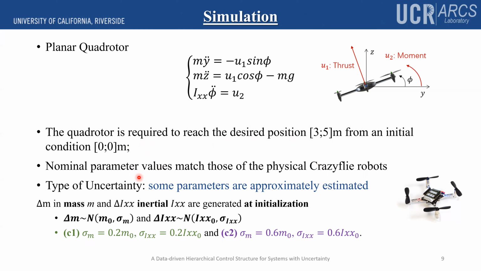Here, we design a kind of uncertainty for the case when some parameters are only approximately estimated. For example, when we build a sensor on top of these micro aerial robots, it will cause a constant uncertainty in the model of the whole system. To illustrate this type of uncertainty, we add disturbance in mass and inertia, which are generated at initialization and stay constant when we propagate the system. To test the efficiency, we design a low density of disturbance in case C1 and a higher density in C2.